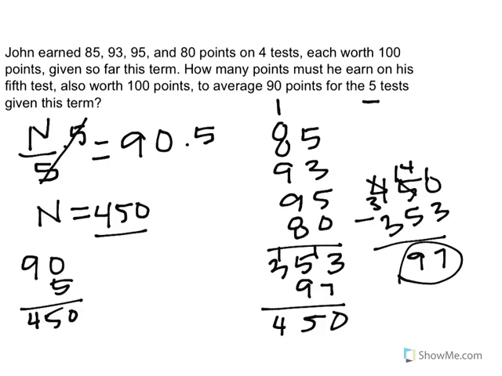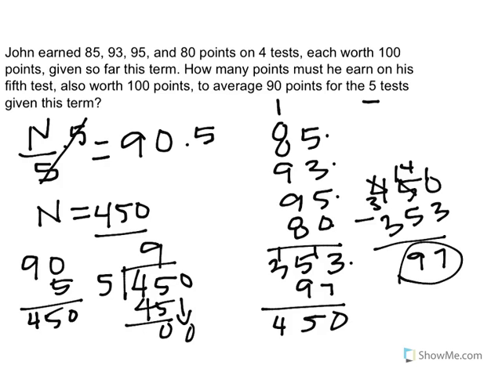450. So in order to find the average, we take 450 divided by, there's 1, 2, 3, 4, 5 numbers. 5 goes into 45 9 times. Bring down the 0. 5 goes into 0 0 times. The average is 90. That checks out. John must earn 97 points on his 5th test in order to get an average of 90 points this term.